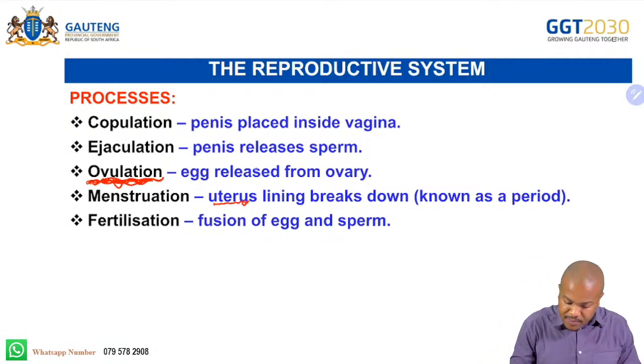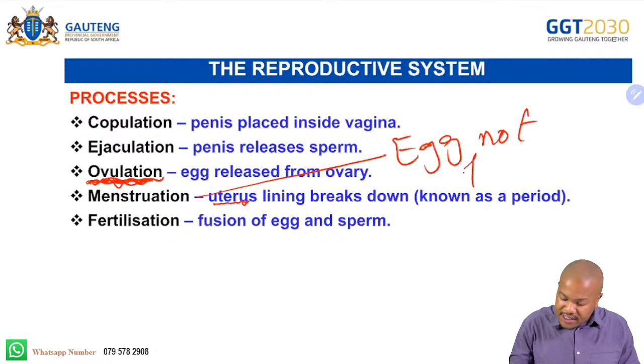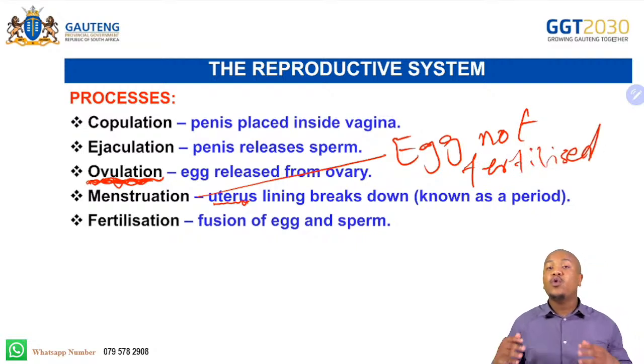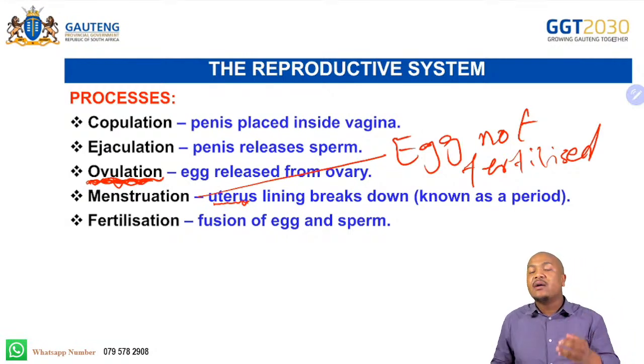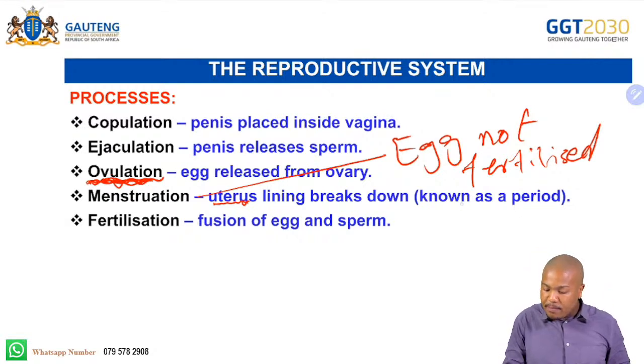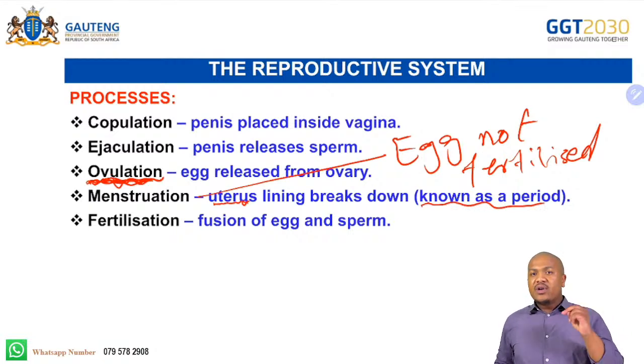So now, let me highlight this, right? Menstruation happens when the egg is not fertilized, meaning the egg did not fuse with the sperm cell. So we will have a result of what? Of the uterus lining breaking down and leaving the body as blood, which we know as period. So now, remember, that is the first thing that may happen, right?